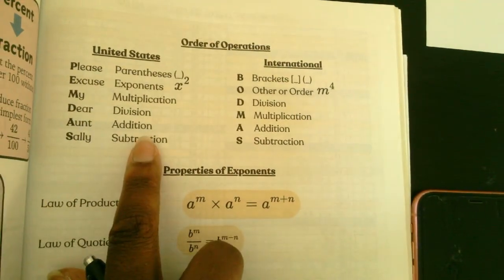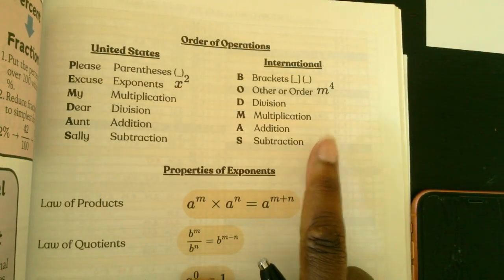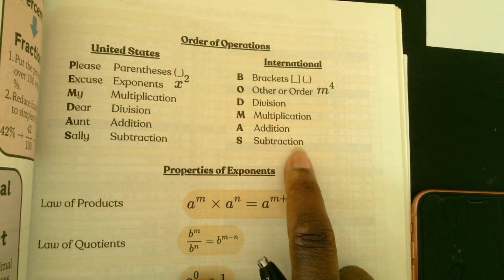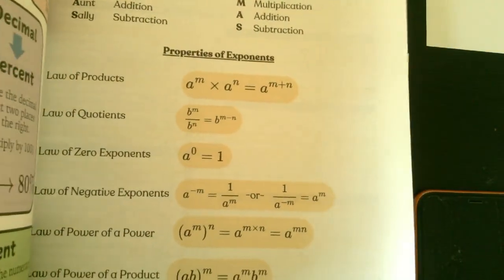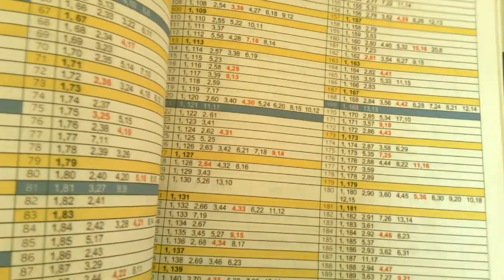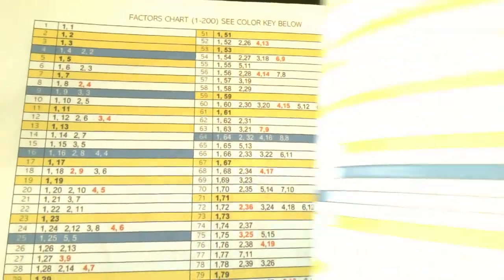This is how we do it in the States, but this is what most of the international community and also Canada do. They do BODMAS. But it's the same concepts, right? Then you have your properties of exponents. All of this is in here. If you don't understand your fractions, I've got tons of factors to help you with the factoring.